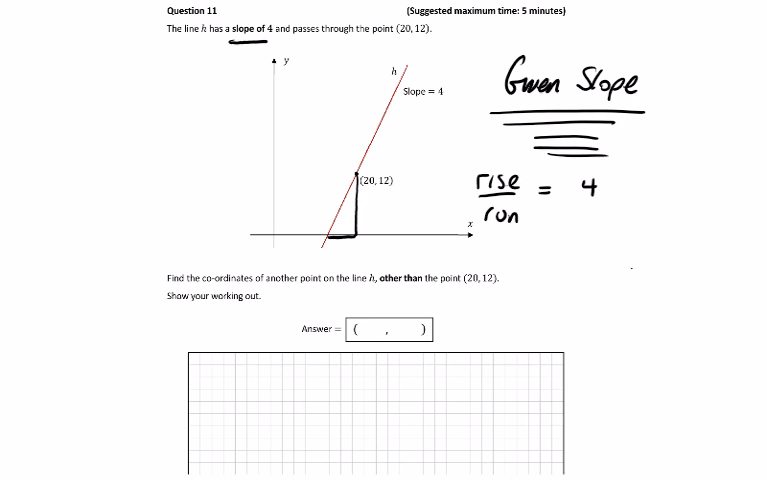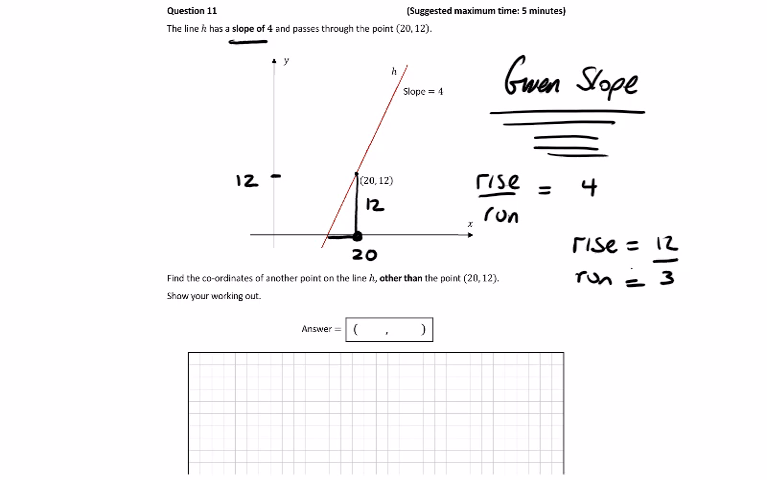And do we have any information on the rise? Well, we have the point 20, 12, so we've gone out to 20. So this is out 20, and we've gone up to 12, so we have the rise as 12. So therefore the run, if the rise equals 12, the run must be equal to 3. So what does that tell us about this?